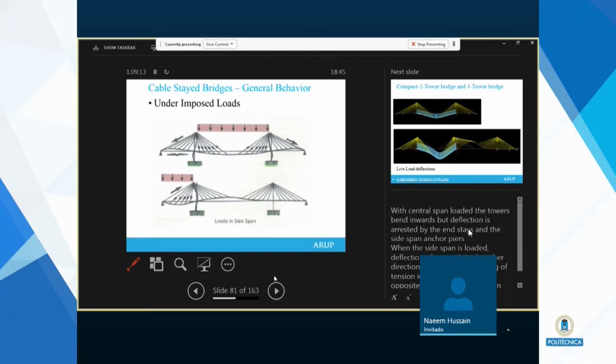Just to remind you, if you have a 2-tower cable stay bridge, when you load the middle, then you have this anchor, the end cables are actually anchoring it down. And when you load the side span, you're actually de-stressing the side span stay cables. But the tower is essentially quite stopped from movement because of the anchor pier over here.